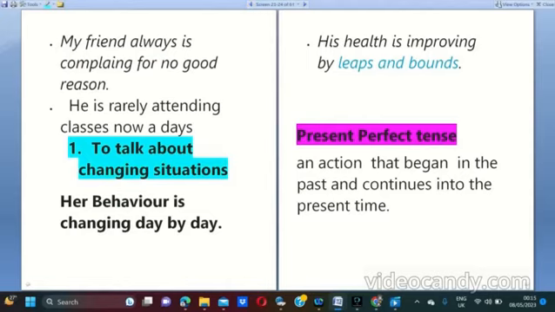Next, changing situations also. Sometimes we use present continuous tense to talk about changing situations. Her behavior is changing day by day. His health is improving day by day. So when we want to speak about changing situations, we can use present continuous tense also.